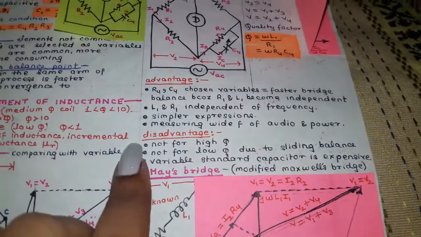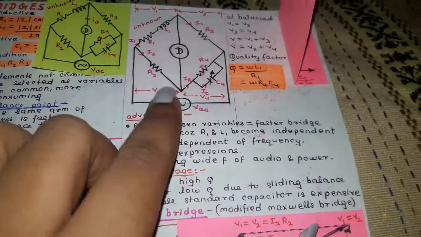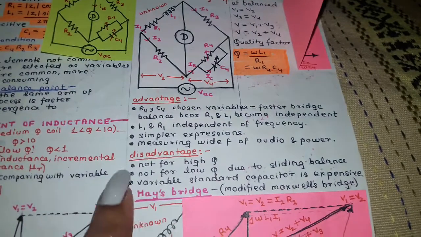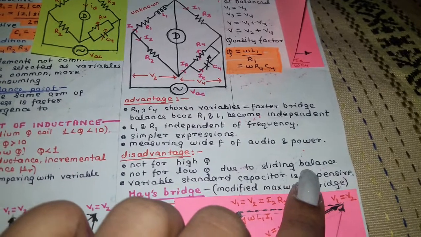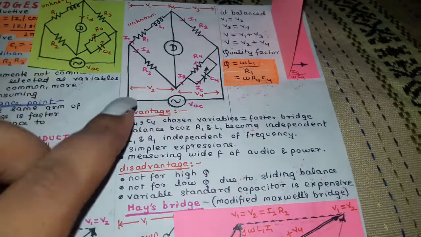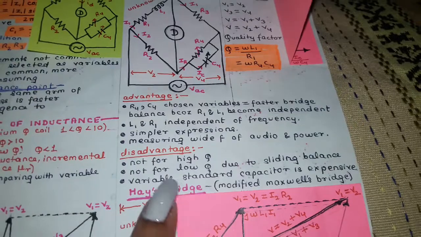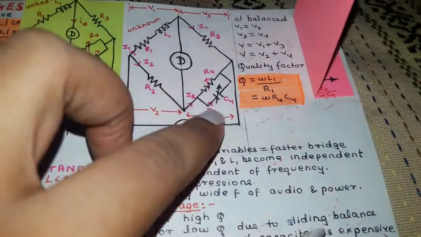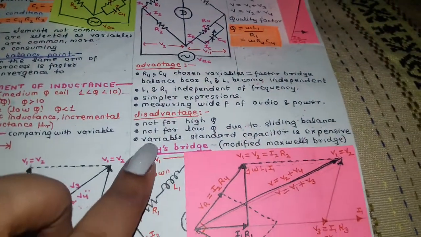Now we have the disadvantages. It is not for high quality factor; this method is not suitable for high quality factor measurement of inductance. It is not good for low quality factor also, because of sliding balance. Sliding balance means the bridge will take more time to get balanced. So you can measure only medium quality factor coils. Then the variable standard capacitor is expensive. This capacitor is rather expensive. These are some of the disadvantages.